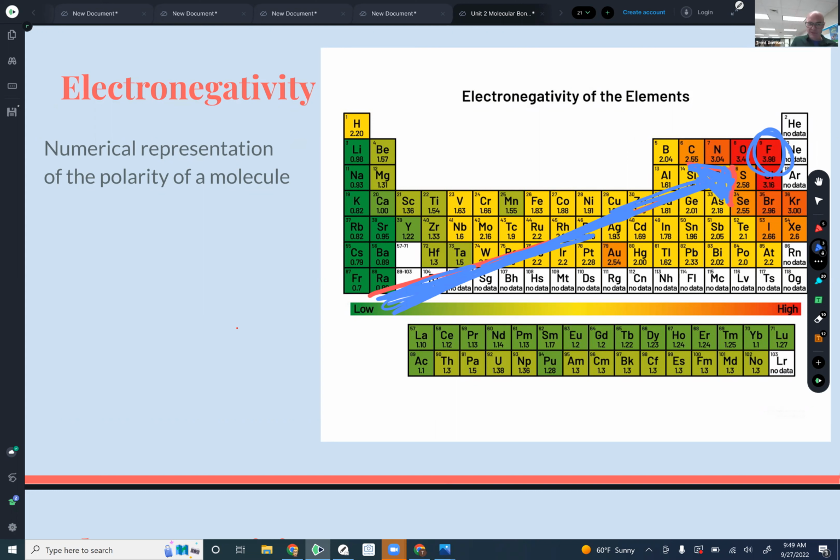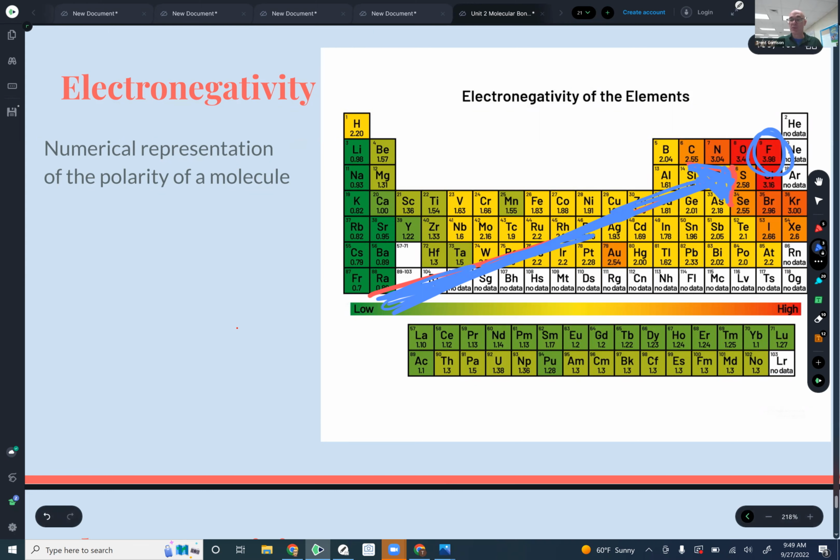What is electronegativity? Electronegativity is a numerical representation of polarity. It is how well you steal electrons. If you want an electron, you are going to be more polar because you are taking the electrons. Again, polarity is an unequal sharing of electrons.